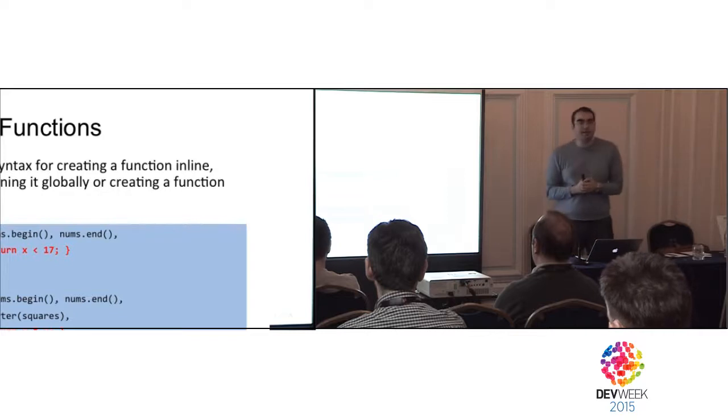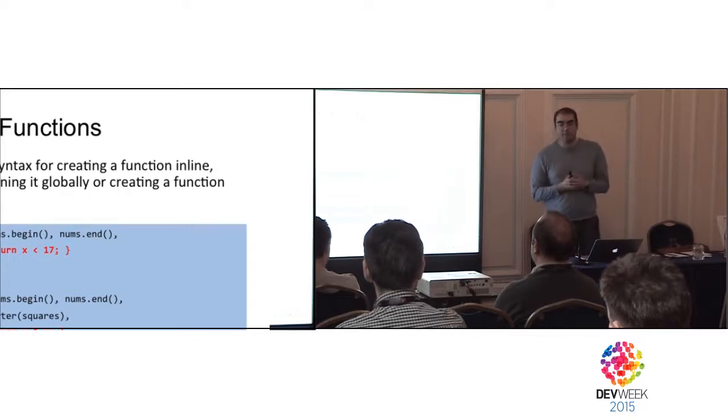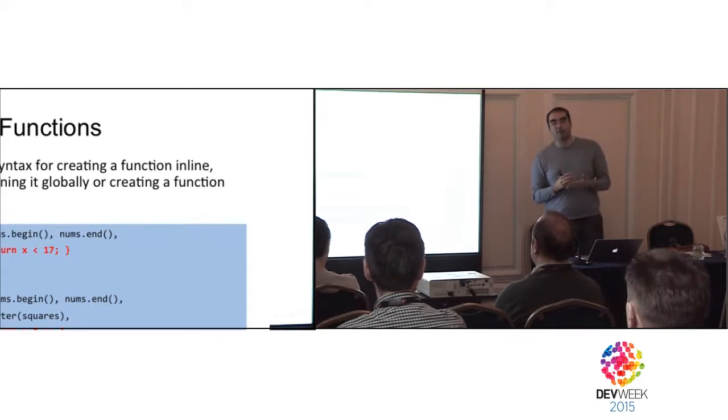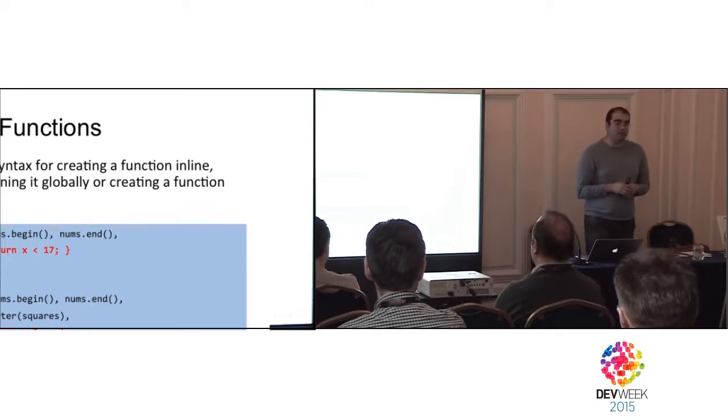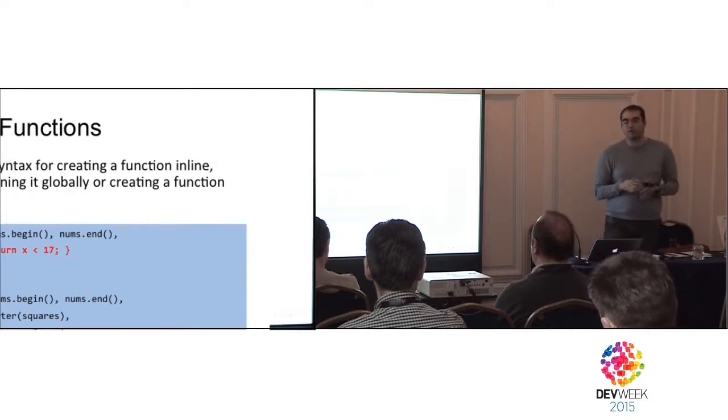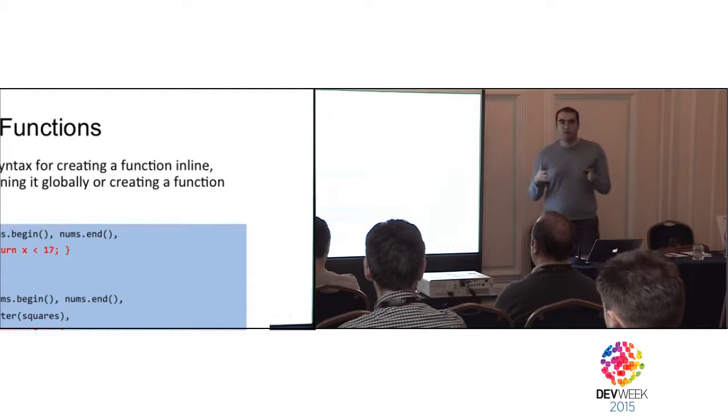So lambda functions basically offer, C++11 offers a simple syntax for declaring functions inline. Whenever you previously had to declare a function or a function object and then put some implementation in it, you can now simply put that code in place, inline, whenever you need it.